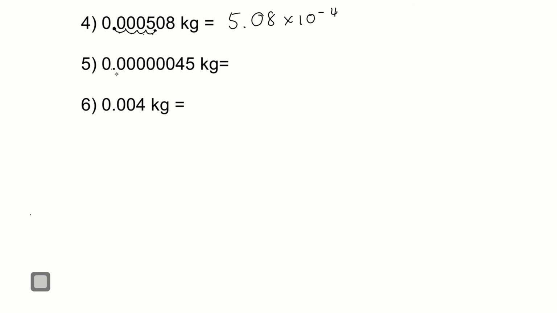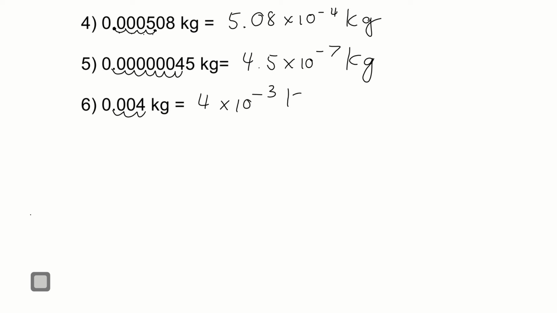Okay? Next one. 1, 2, 3, 4, 5, 6, 7. This is 4.5 times 10 to the negative 7. Again, I'll write my units here. And then this one. 1, 2, 3. 4 times 10 to the negative third kilograms.